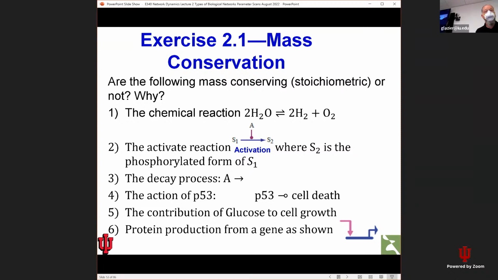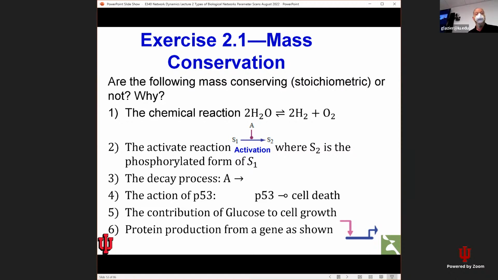And the question is a simple one, perhaps. Some of them are pretty simple, some of them are harder. Maybe instead of doing it out, we could just do it together. Somebody could speak up and answer the question. Are these reactions as written stoichiometric, that is mass conserving, or not?